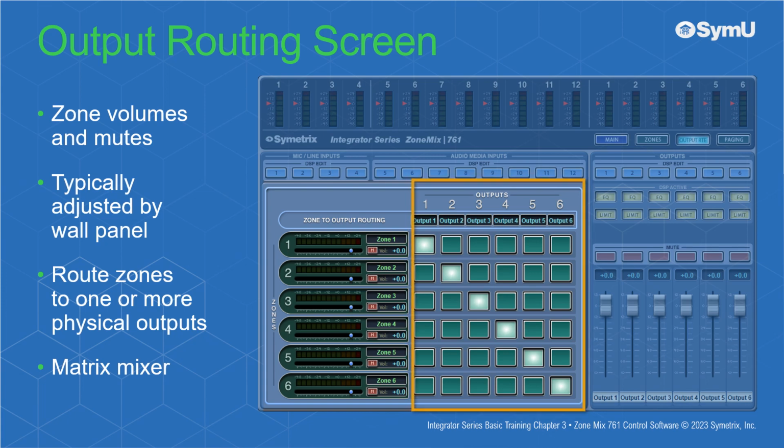Zone-to-output routing allows zones to be routed to one or more physical outputs. It also allows multiple zones to be mixed into one or more outputs, thus the output routing matrix is a true matrix mixer.